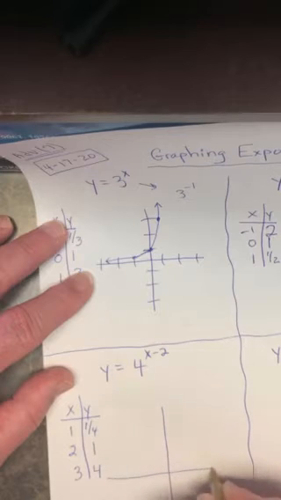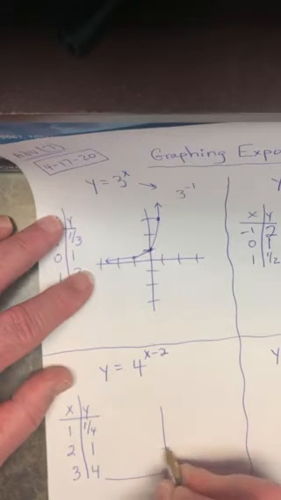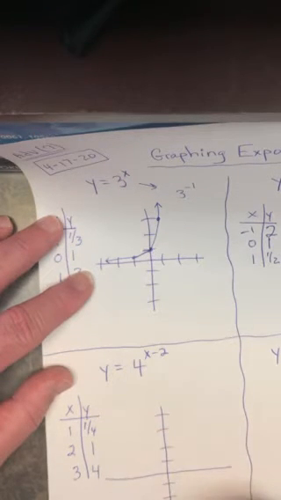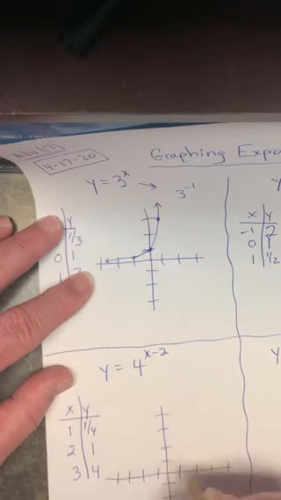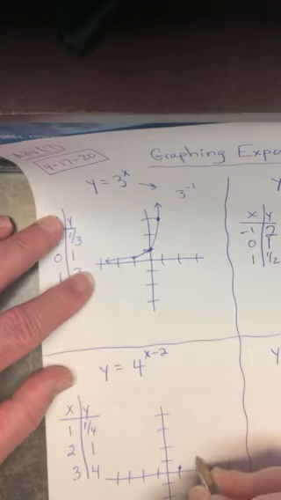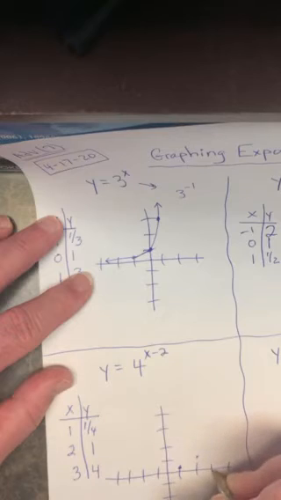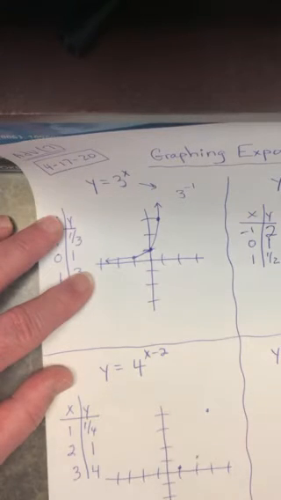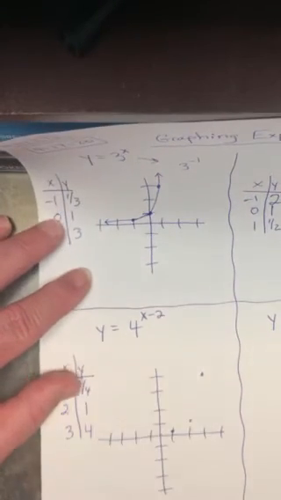So it works out fine. I better go 4 in each direction this time. Have enough room on your graph. I'm going to go right 1, up just 1/4, right 2, up 1, right 3, but up 4. So everything's kind of been shoved over a little bit.